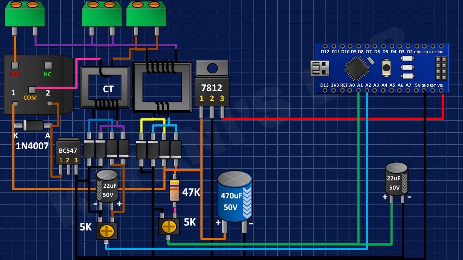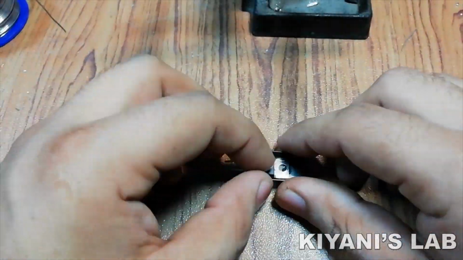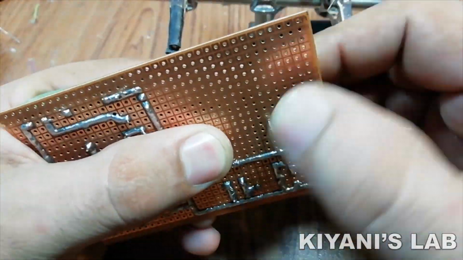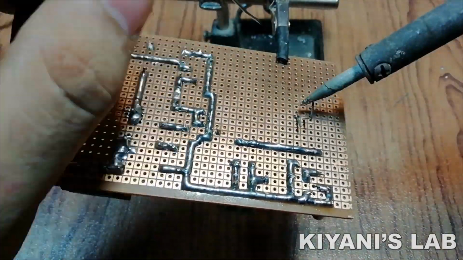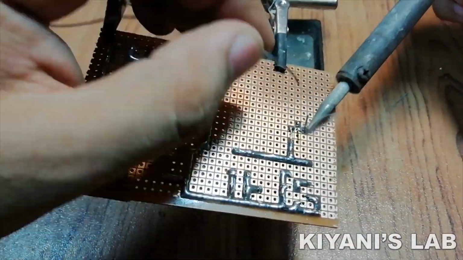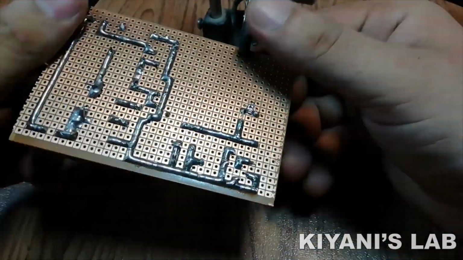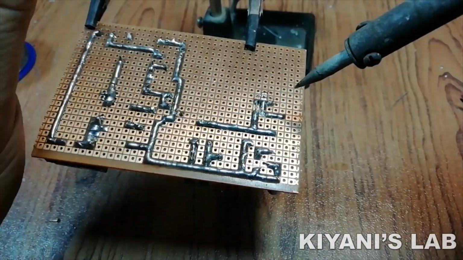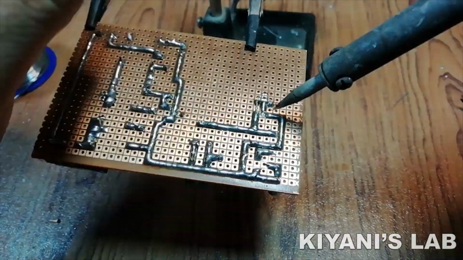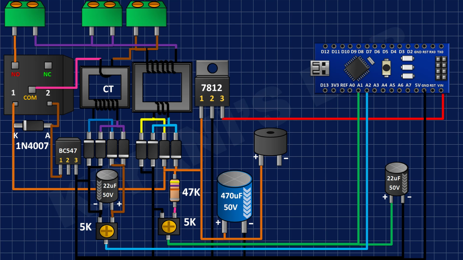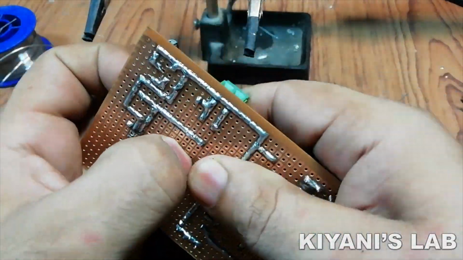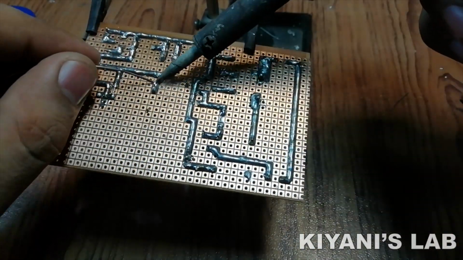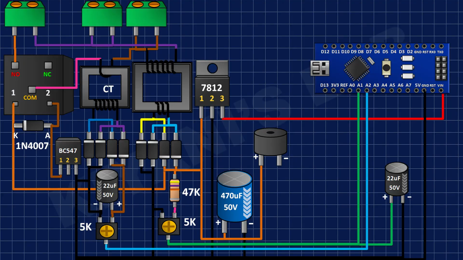Then I connected 7812 regulator as shown in the diagram. Then I connected positive pin of a buzzer to positive pin of 470 microfarad capacitor. Then I connected pin number 1 of BC547 transistor to negative pin of the buzzer and its pin number 3 to ground.